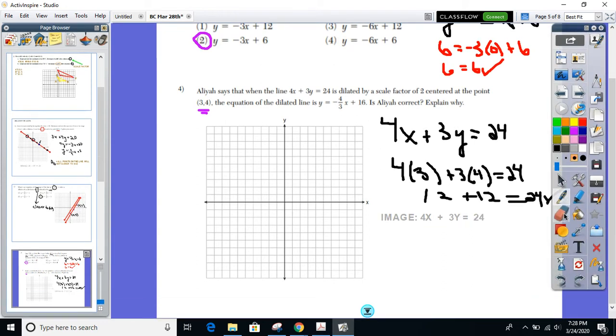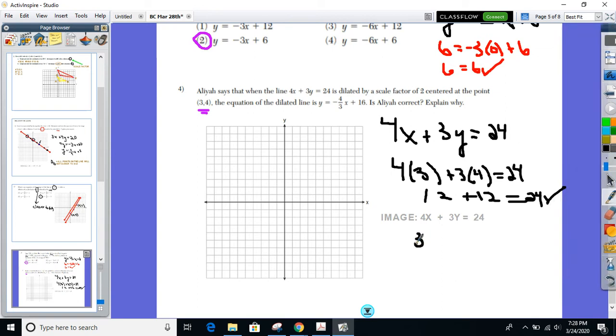Now, Aaliyah is saying that it should be y equals. Well, she went ahead. She's an honor student, all right. She went above and beyond and did it in slope-intercept form. So we need to put ours in slope-intercept form to see if they match. So move the 4x over.